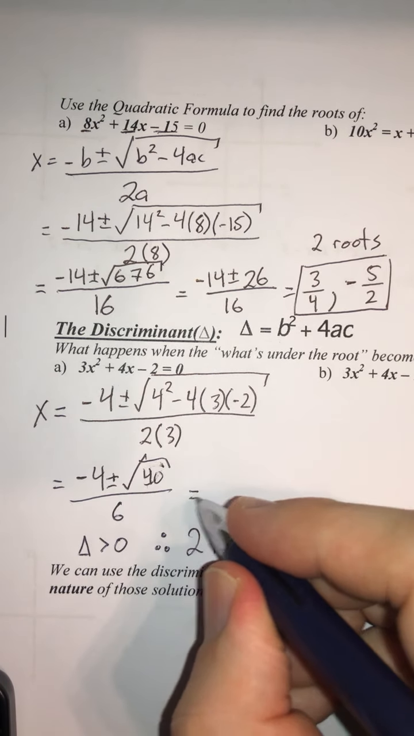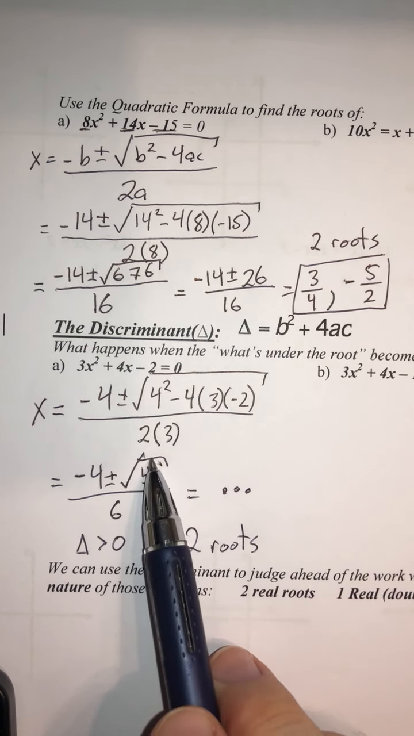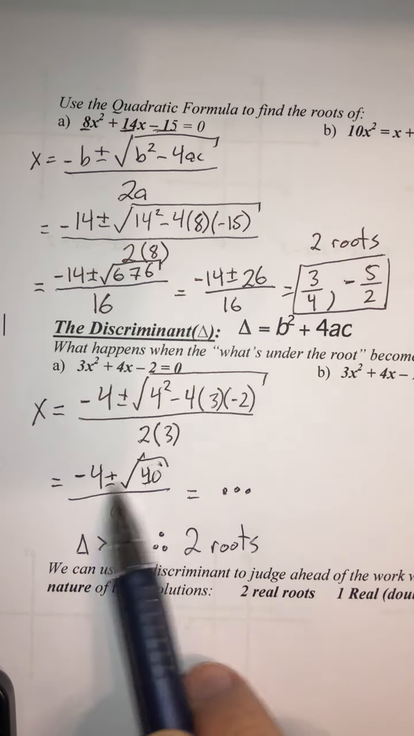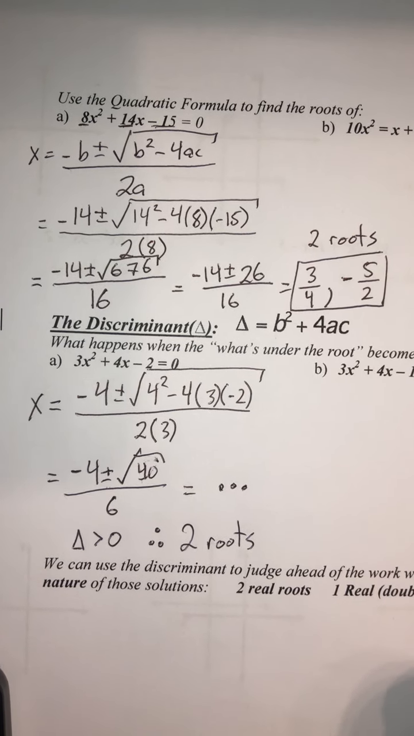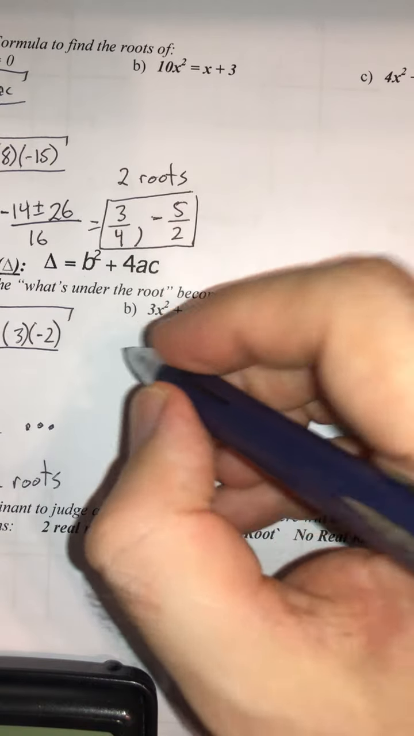I'm not going to go through and solve this. You'll get some number with this. But because this is positive, when I do the plus or minus, I'll get 2 distinct values. That's in contrast to if I look at the next one here.